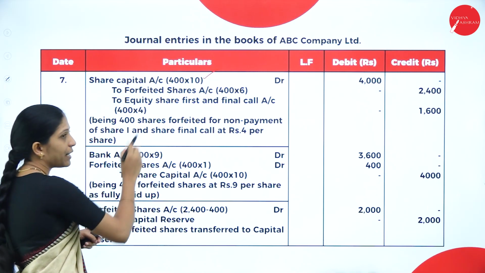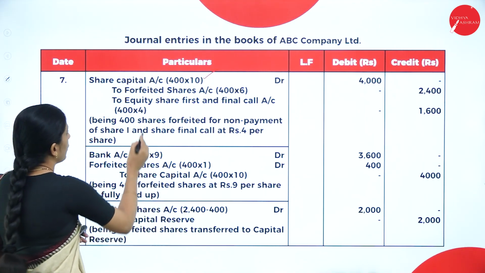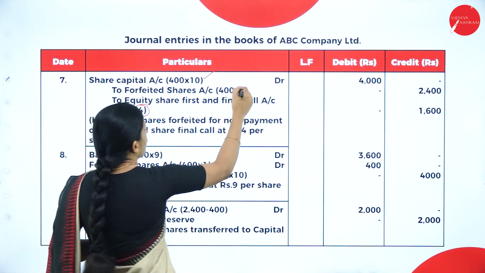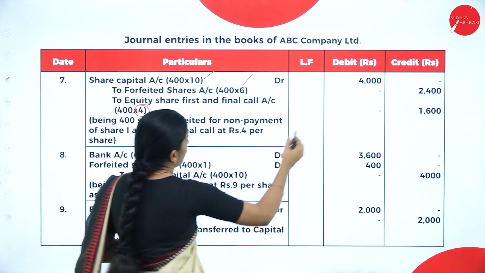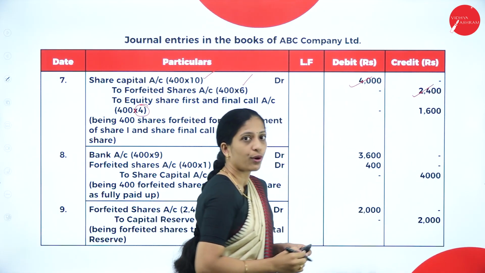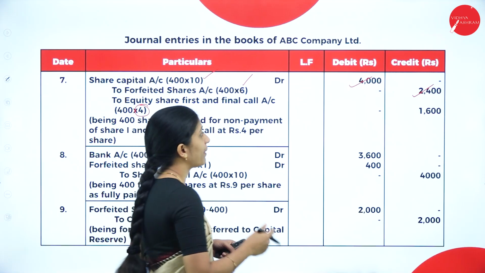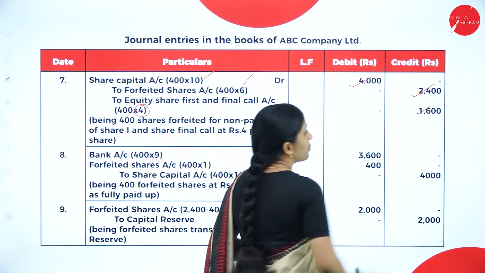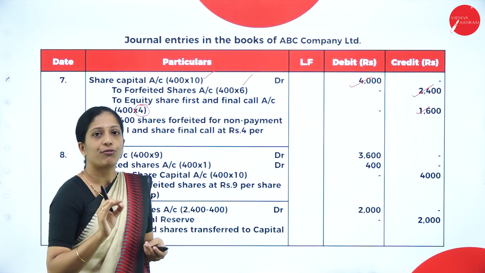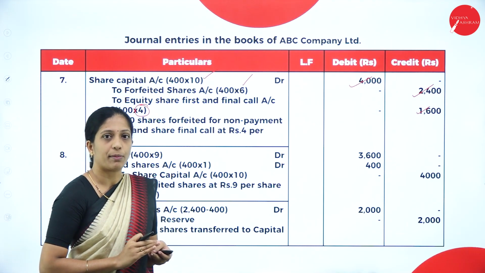So, out of 10 rupees, 4 rupees they have not paid on first and final call, which means that they have paid 6 rupees. So, 400 into 10, 4,000. 400 into 6, what we have received? 2,400. 400 into 4, what we have not received? 1,600. Your narration being 400 shares forfeited for not paying first and final call money.